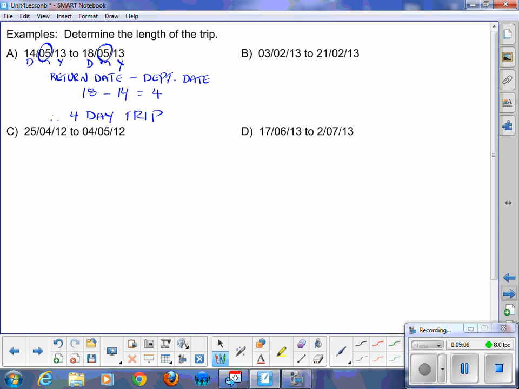All right. And like I said, if it's the same month here, both of these take place in February. So you have your return. I'll do it one more time here. Return minus departure. So that means we would have 21 minus 3, which would give us 18. So therefore, that was an 18-day trip.